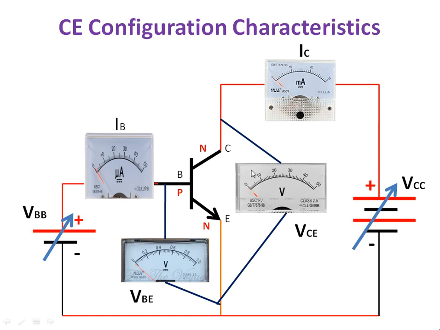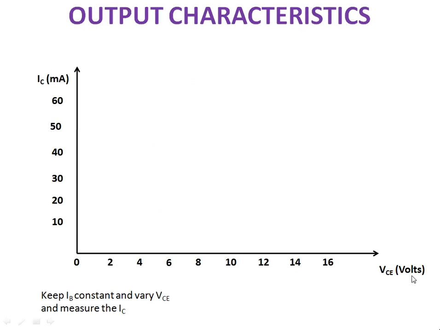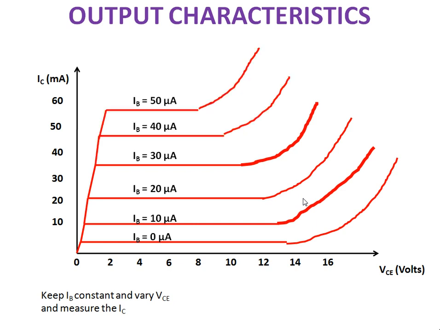In the output characteristics, you have to plot the graph between IC and VCE by keeping IB constant. So how will you keep IB constant? By varying VBB you can control IB, so make it constant, and after that just increase the VCC, you will get different values of VCE and IC, and plot. So VCE in the x-axis and IC in the y-axis, it is in the order of milliampere. When IB equals 0 microampere, this will be the curve. When IB equals 10 microampere, the collector current is slightly increased. 20 microampere, 30 micro, 40 micro, 50 micro, it will go on.